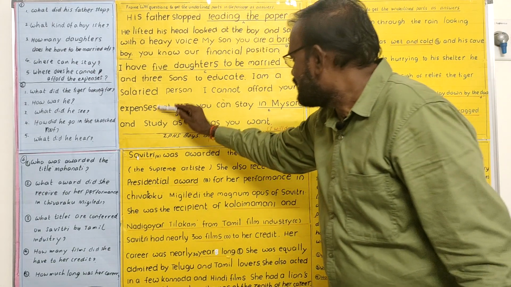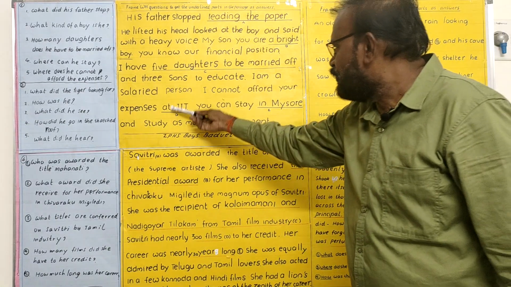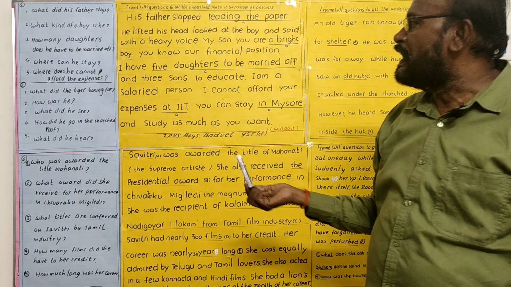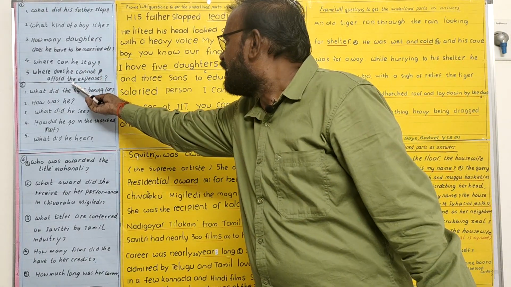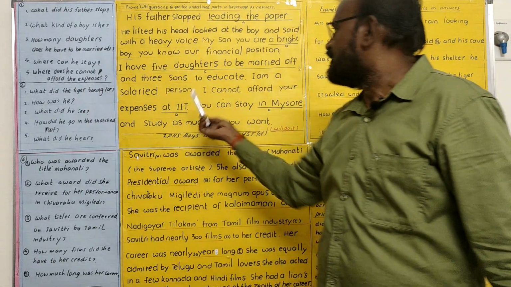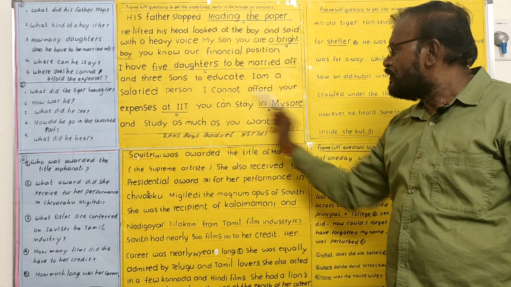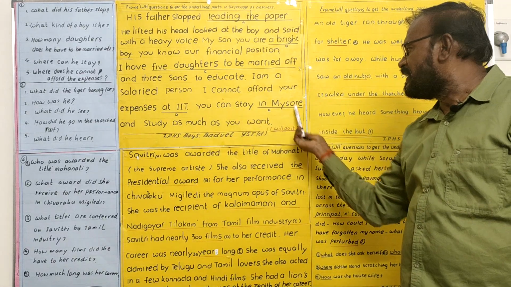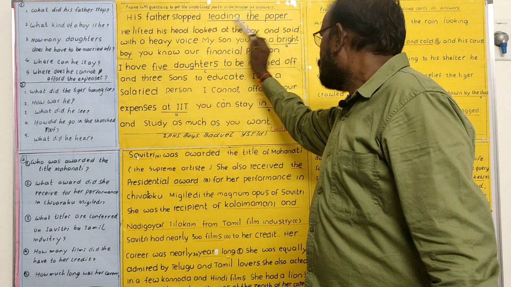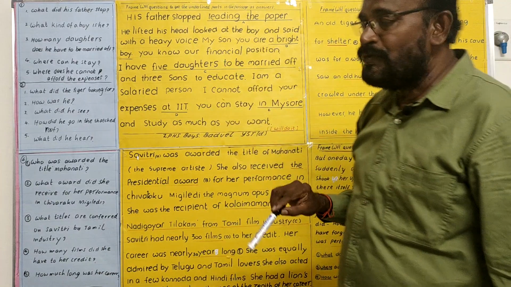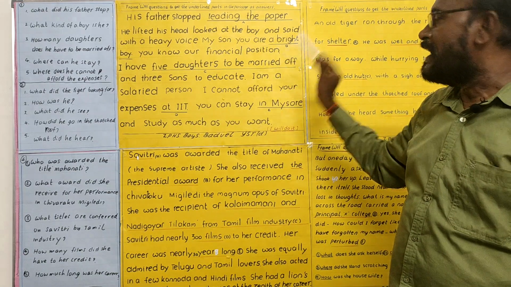And here it tells about some place, so we have to use the WH word where. Where can he afford expenses? And where can he stay? You can stay in Mysore. So he can stay in Mysore. These are the questions that give the underlined parts of this paragraph as answers.